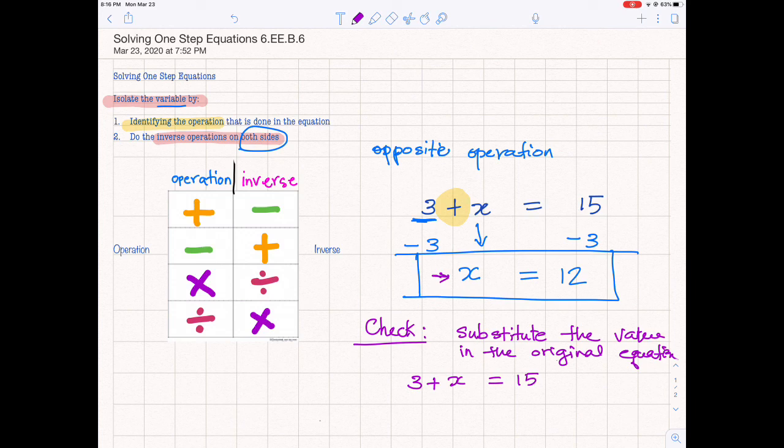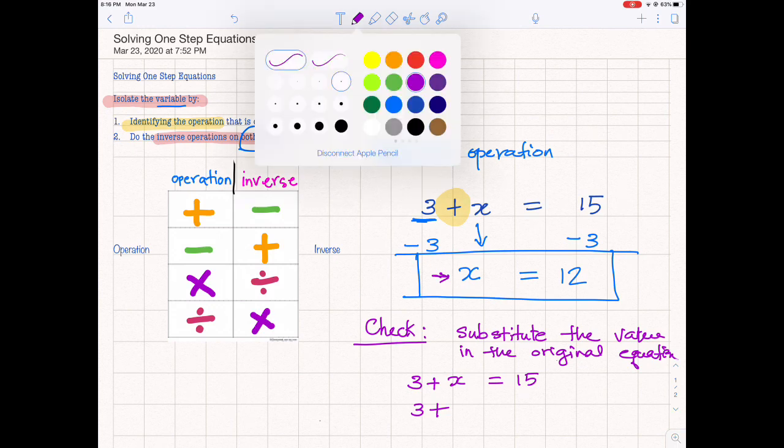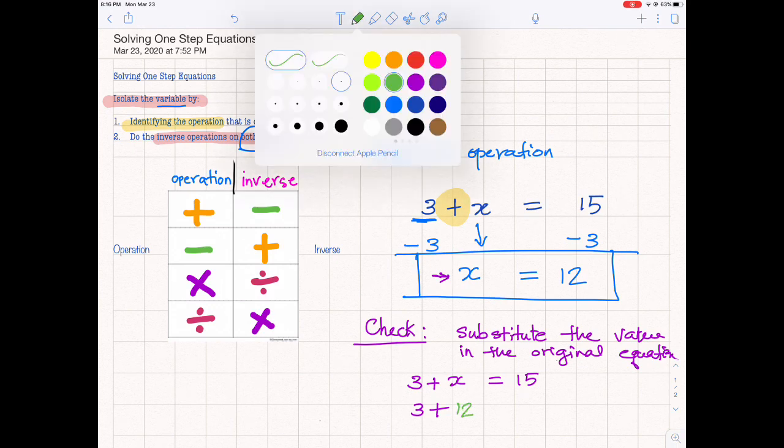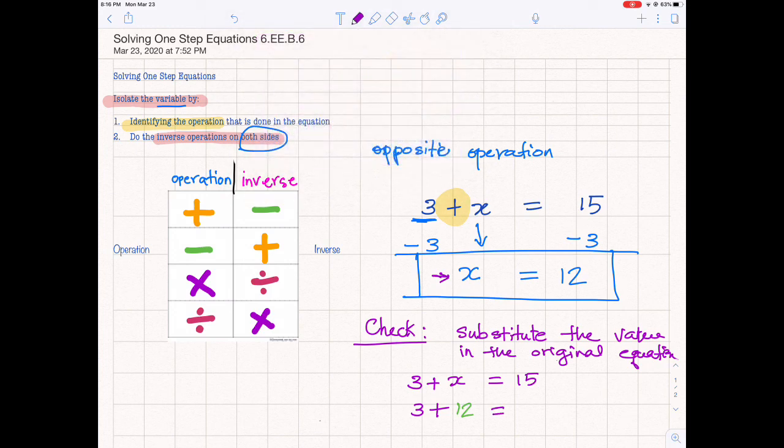Notice how I wrote the whole equation. 3 is supposed to be there. Now x is equal to 12, so I'm going to substitute x with my 12 is equal to 15. Is this correct?